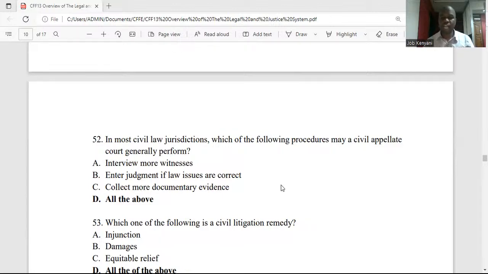Under the adversarial judicial process, the parties are left to argue and present the evidence by themselves.